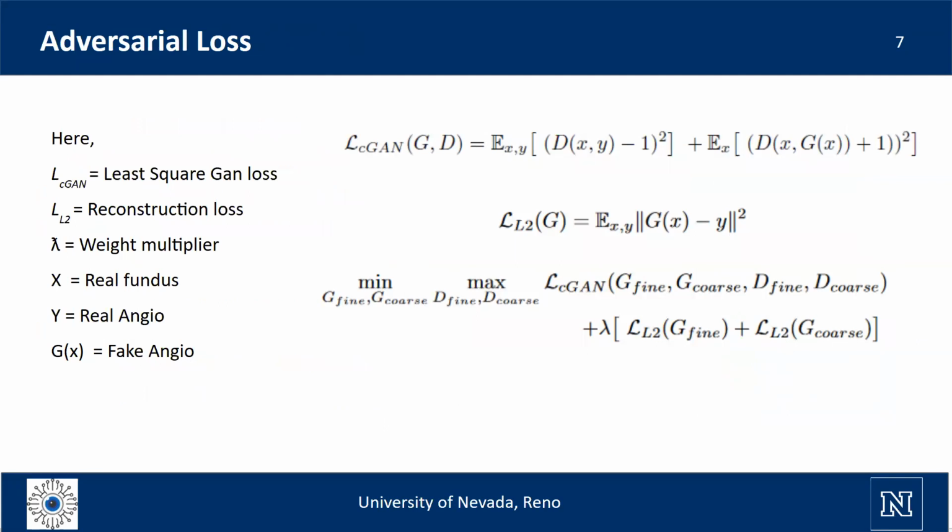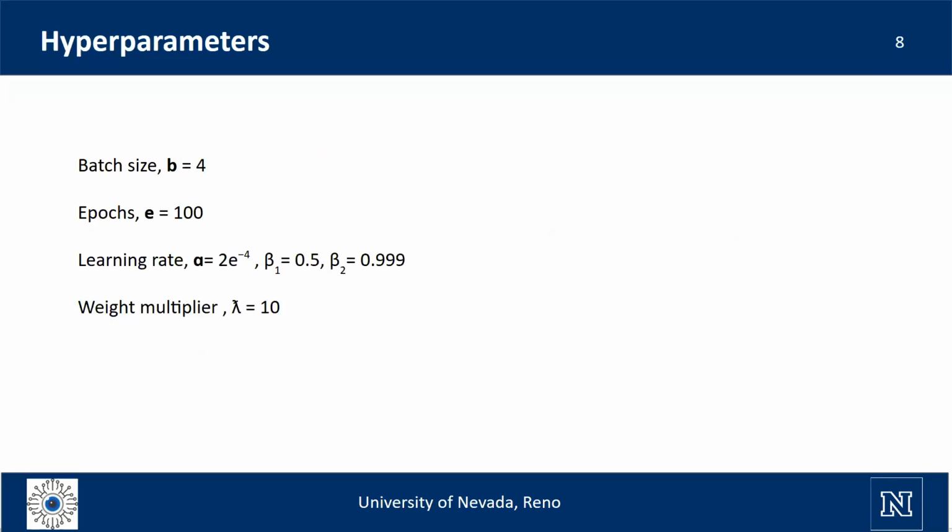For training our discriminators we use least square GAN loss. For generators, we use reconstruction loss. The generator loss is multiplied by a weight of value 10 and then added with the LS GAN loss to calculate the adversarial loss of our network. Our goal is to maximize the loss of the discriminators and minimize the loss of the generators. We use the following hyperparameters for training: the batch size is 4, the number of epochs is 100, initial learning rate is 2e-4, beta 1 is 0.5 and beta 2 is 0.999. We use Adam optimizer for training all our architectures together.